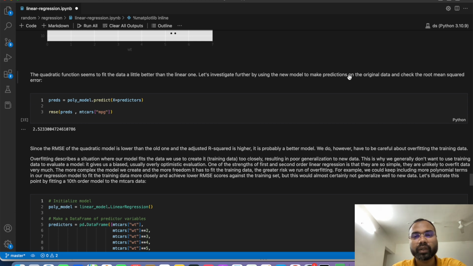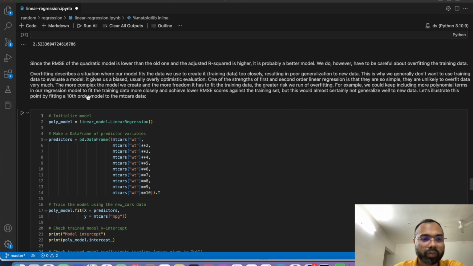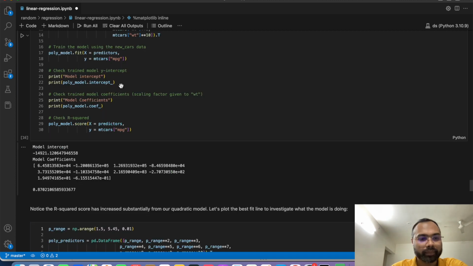Let's investigate further by using a new model to make predictions on the original data and check the root mean squared error. The root mean square error, if you remember, was 2.9 earlier. Now it is 2.5. Since the RMSE of the quadratic is lower than the old one, and the adjusted R squared is higher, it is probably a better model, right? We do, however, have to be careful about overfitting the training data.